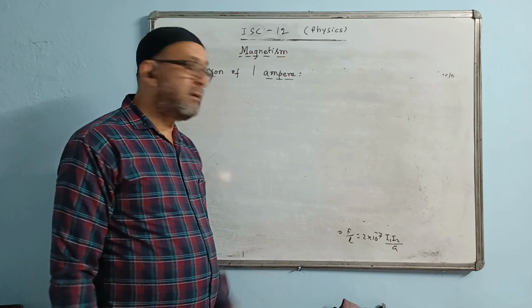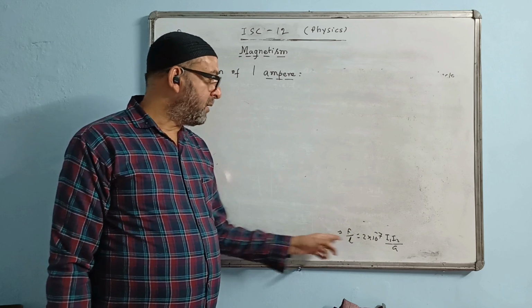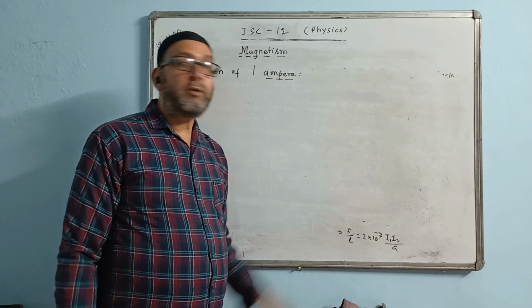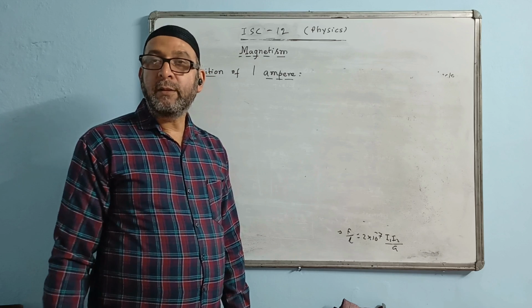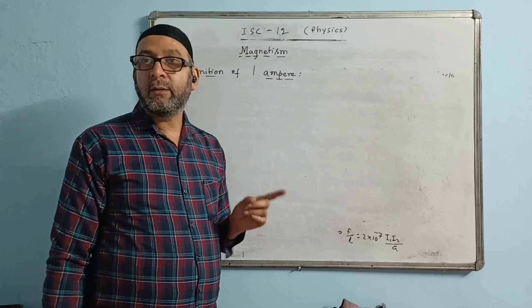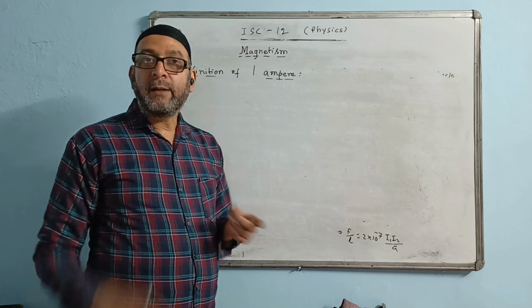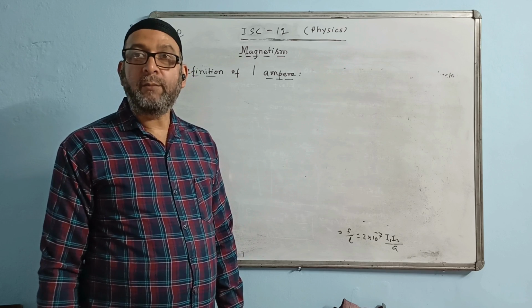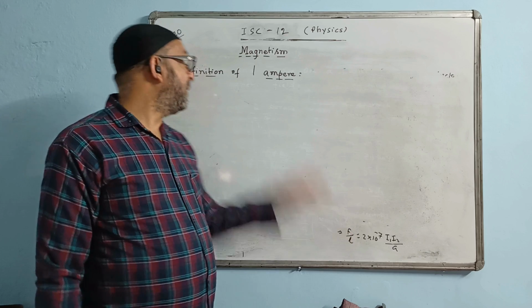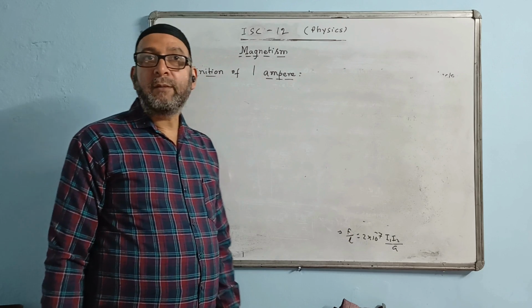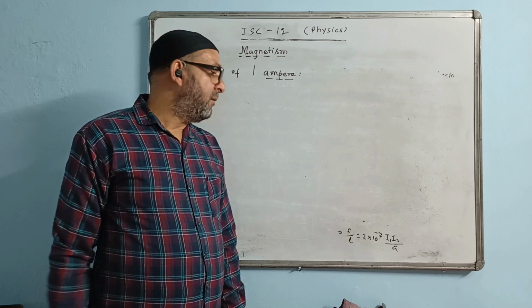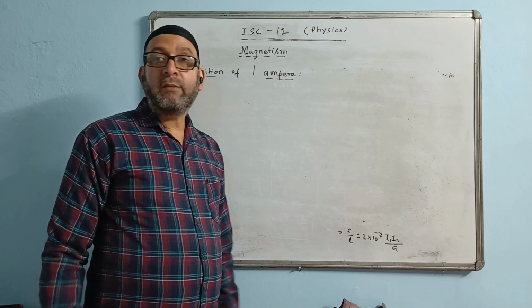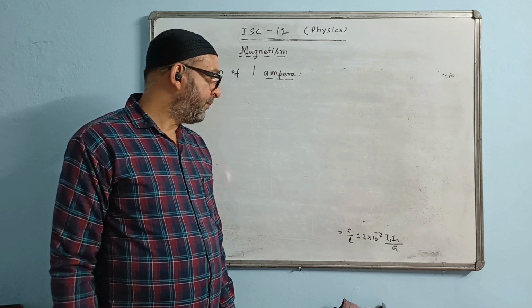Then this cancels. 1 is coming, 1 into 1, and I1 I2 will become I1 squared. Then I1 squared is 1, therefore I1 will be 1, and since I1 and I2 are taken equal, I2 will also become 1 ampere. So we apply this technique to define 1 ampere. First I will give this definition, then I will ask you to write it down.